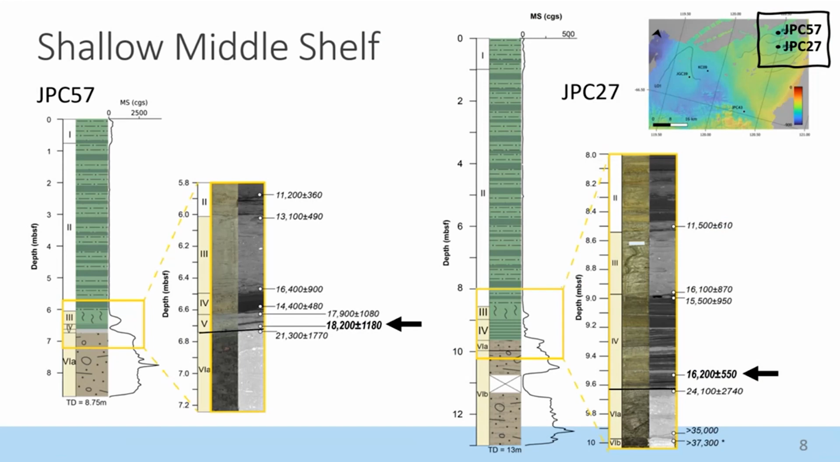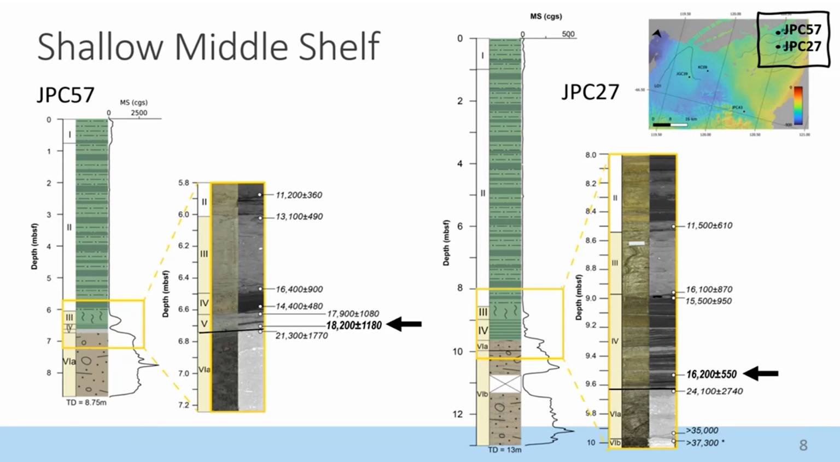And just to illustrate, I'm going to show a bunch of sediment logs. So this is the entire core. And then for each core, I'm highlighting just the deglacial section in yellow. So this is the deglacial section for JPC 57 blown up. Here's the core photo. Here's the CT scan and all the radiocarbon dates I obtained. And I highlight the age we're using as the deglacial age with the arrow.